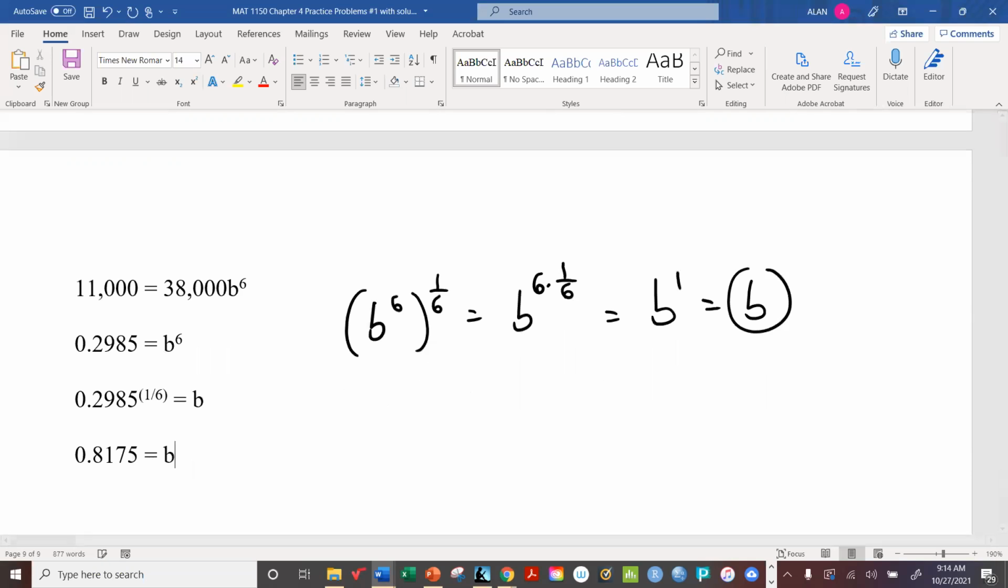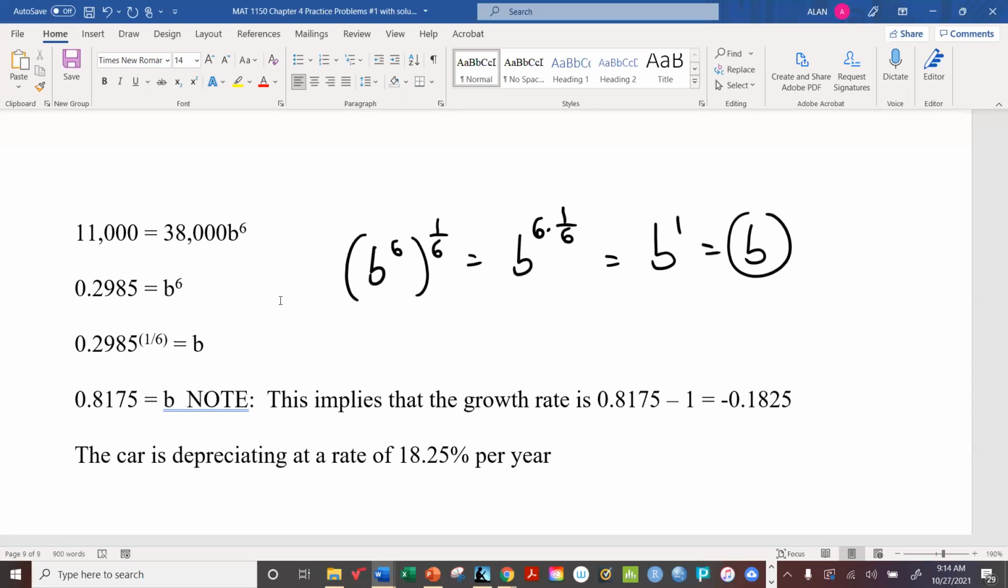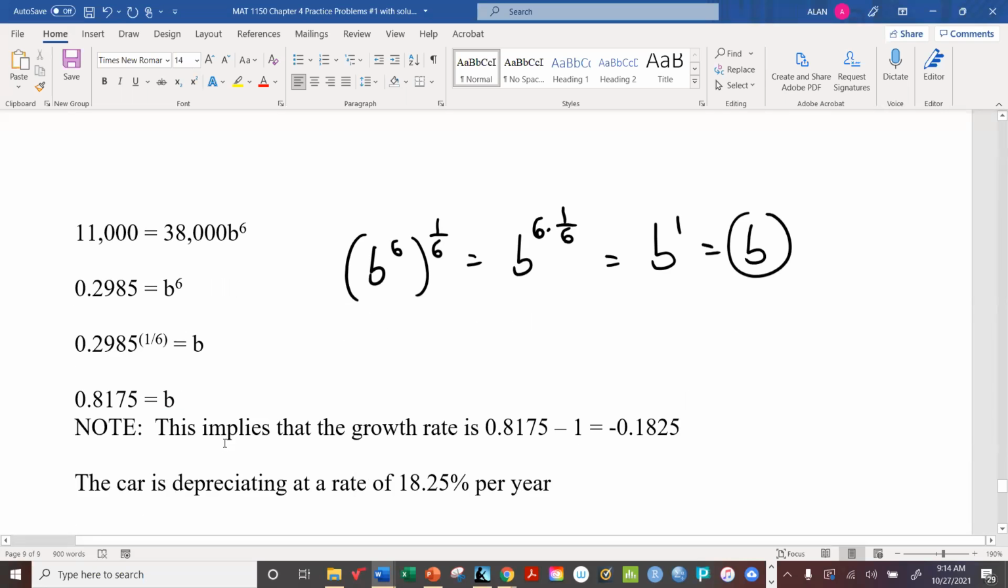Okay, now here's a little note. This implies that the growth rate is 0.8175 minus 1, which is negative 0.1825. So in other words, this means that the car is depreciating, although it didn't ask us for this, at a rate of 18.25% per year. Okay, I just thought I'd throw that in there for you so you can see what's going on here.